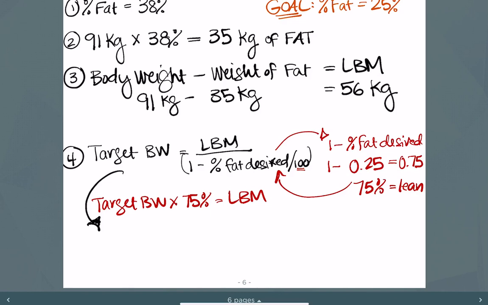So if you plug and chug the original equation and you put in lean body mass is 56 kilograms and you divide it by 1 minus your goal, which is 0.25, your target weight is 75 kilograms. And if you wanted to convert that back to pounds, right, you just simply multiply by 2.2, and that's 165 pounds.